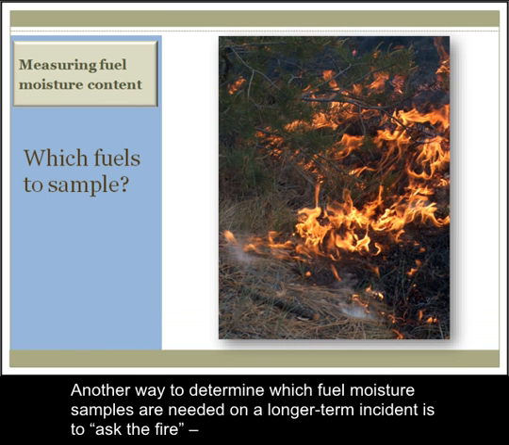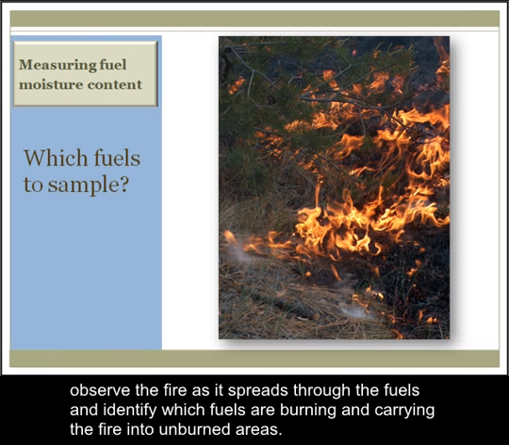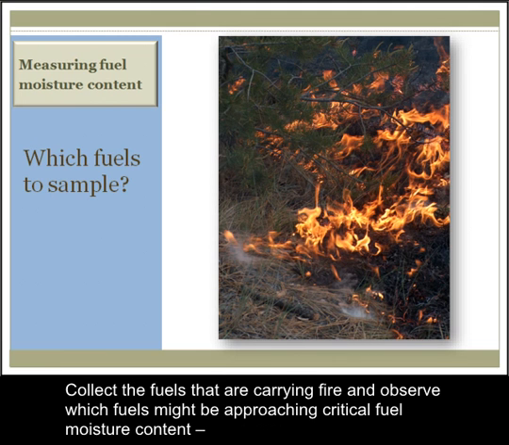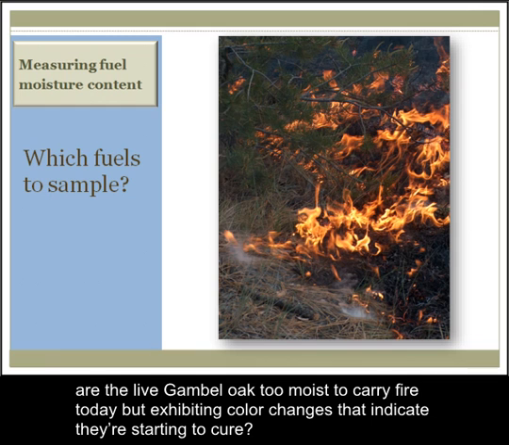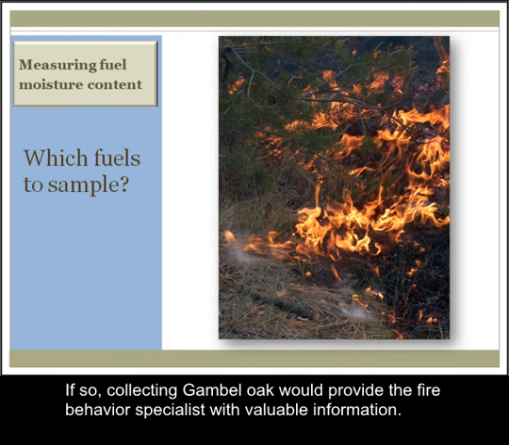Another way to determine which fuel moisture samples are needed on a longer-term incident is to ask the fire. Observe the fire as it spreads through the fuels and identify which fuels are burning and carrying the fire into unburned areas. Collect the fuels that are carrying fire and observe which fuels might be approaching critical fuel moisture content. Are the live Gambel oak too moist to carry fire today, but exhibiting color changes that indicate they're starting to cure? If so, collecting Gambel oak would provide the fire behavior specialists with valuable information.